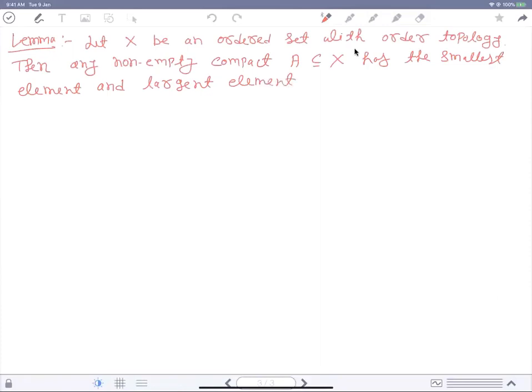So this is simple. That means if you have an ordered set with the order topology, then if you have any compact subset, say A, then that A contains its smallest element as well as its largest element. For example, say X is R, that means the real line with the usual topology, or we can say the order topology. So we know that in R, the usual topology and the order topology are the same, right?